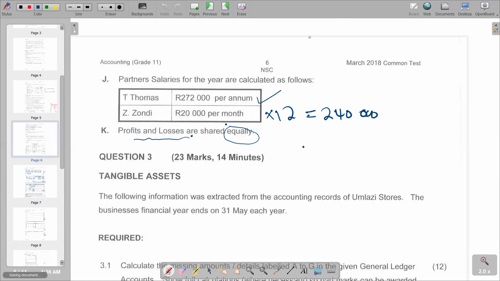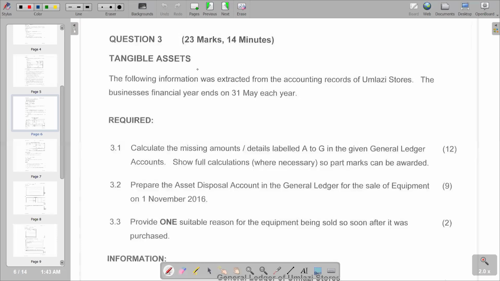Obviously, our next question is now going to be question 3. So our question 3 is 23 marks, and requires you to spend 14 minutes on that question. So it's on tangible assets. The question is: the following information was extracted from the accounting records of Umla Stores. The business financial year ends on 31 May each year. Then on the required part, first part, calculate the missing amounts. Details are labeled A to G. Next, in the given general ledger, part marks can be awarded. So 12 marks we have on that part.